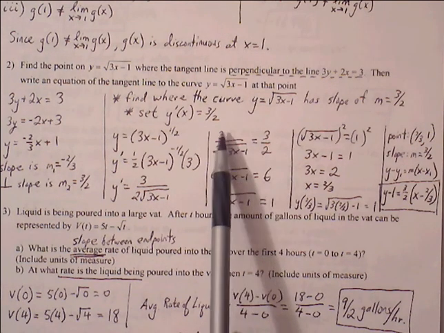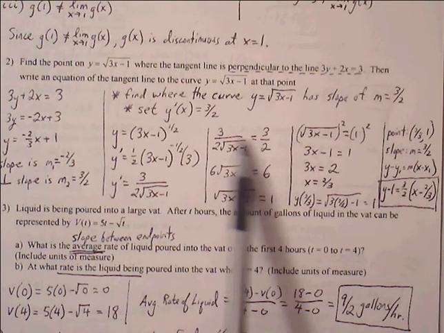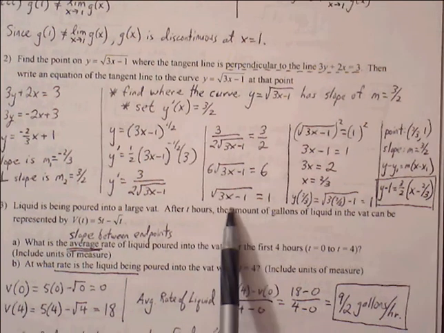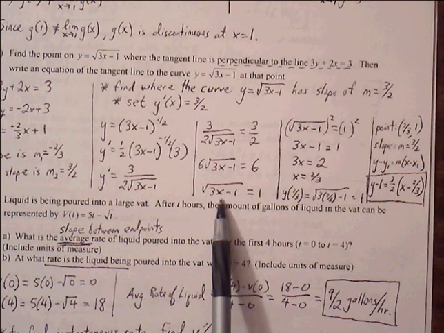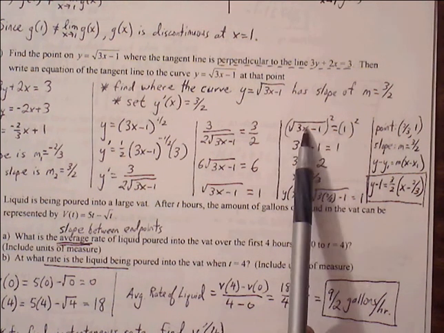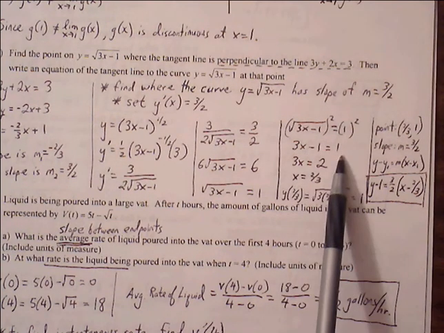Okay, so once we're here, I'm going to do cross product. 6 root 3x minus 1 is equal to 6. Divide both sides by 6. I get root 3x minus 1 is equal to 1. Continue to solve for x algebraically. So square both sides. The square root goes away. I'm left with 3x minus 1 is equal to 1. Add 1 to both sides. 3x equals 2.